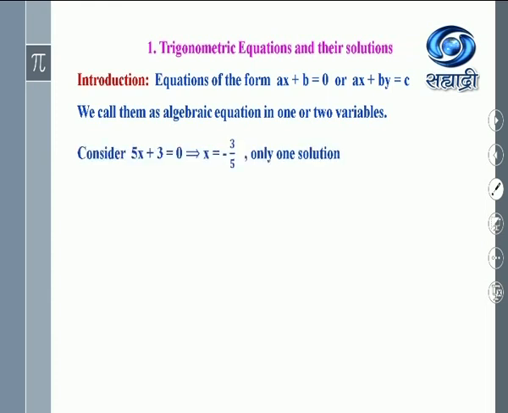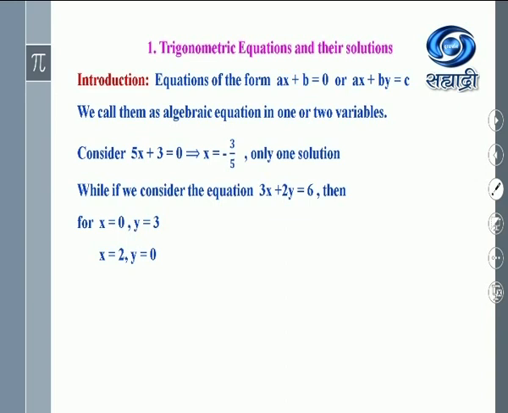Let us have one example. 5x plus 3 equal to 0. Find its solution. It is x is equal to minus 3 by 5. So here we got only one solution. But if we have the next equation 3x plus 2y equal to 6, to find out the solution, we assume different values of x. Let x is equal to 0. Put it in this equation. Then this term will be 0 and 2y is equal to 6 you will get. So y is equal to 3 for x is equal to 0.